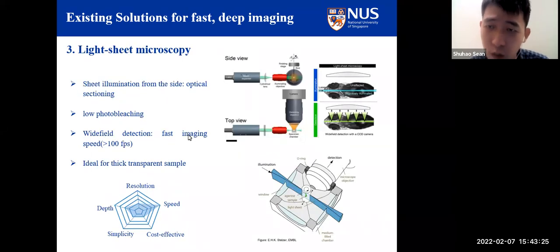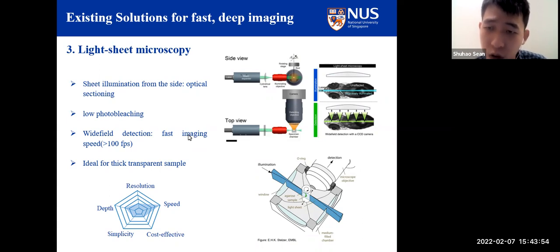Then the light sheet microscope is another solution. It uses a very thin sheet of light to illuminate the specimen from the side and collects the fluorescent emissions in the orthogonal direction by the CCD camera. In this way, the photobleaching effect is very small. Also, because you use wide field detection, the imaging speed is very fast.